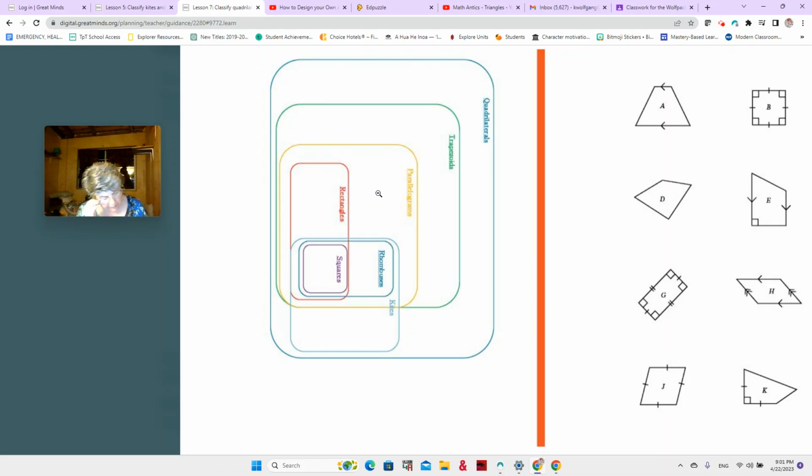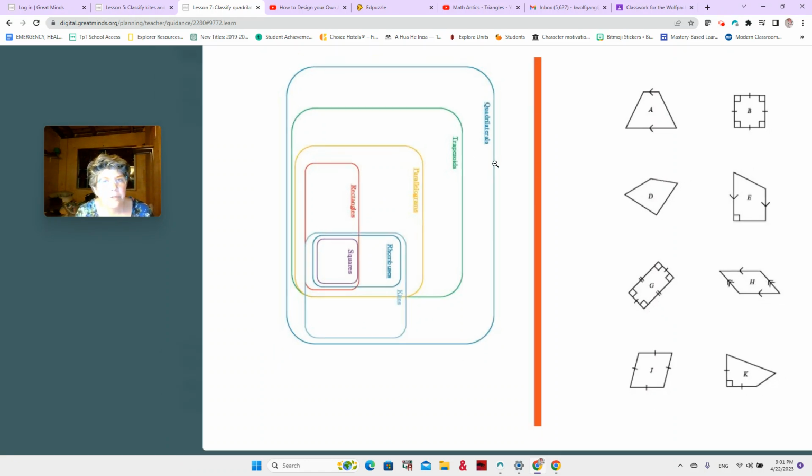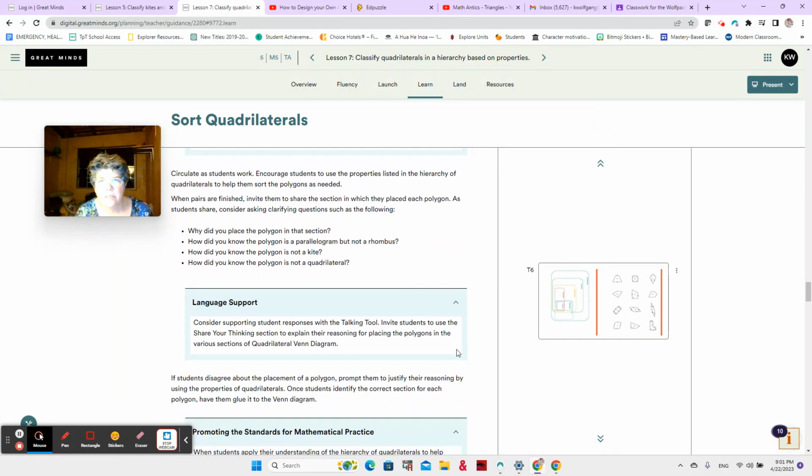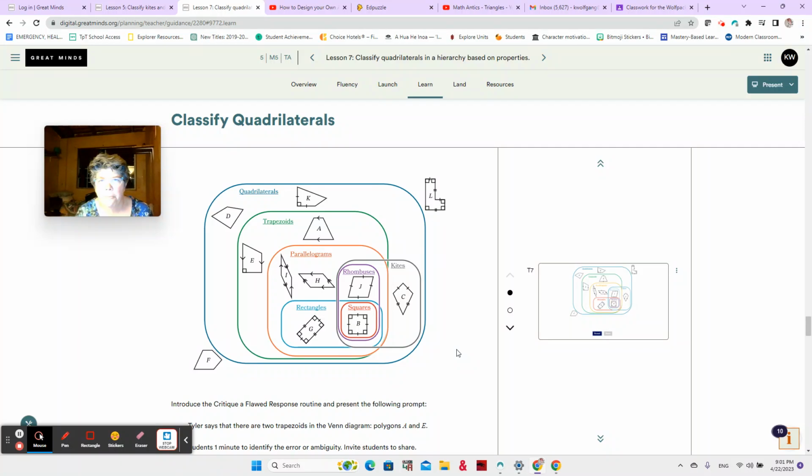And remember that you want to think about the most specific name. Where can you place it that's going to be the most specific? All right. And make sure you have those glued down and you can show them to me when we do your mastery check. Very important. Now let's go on to this page.